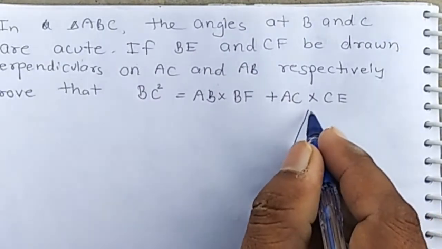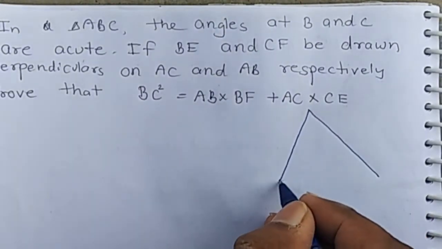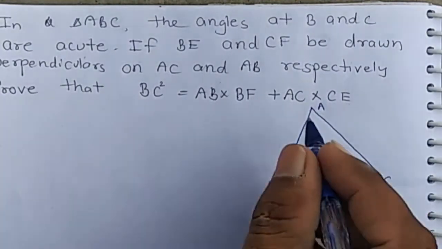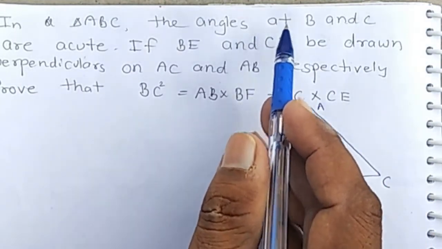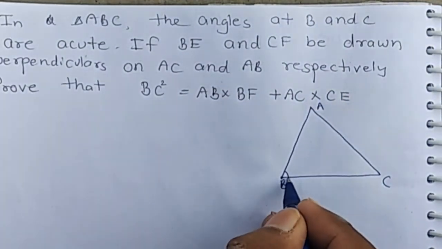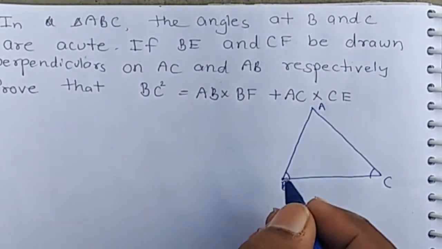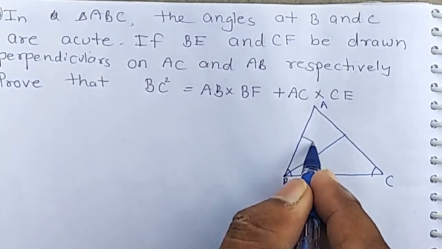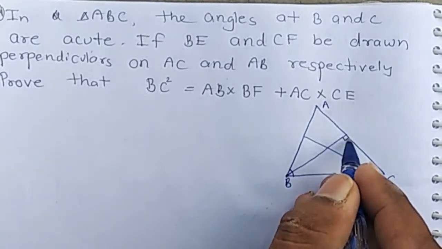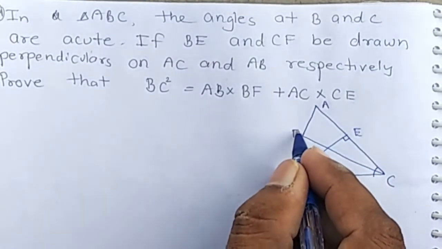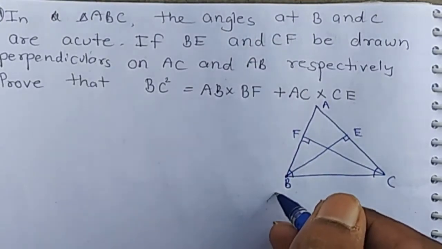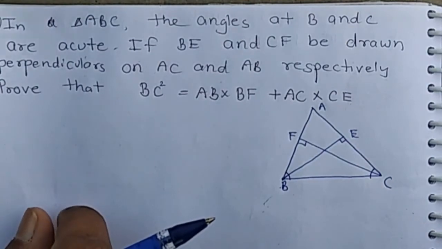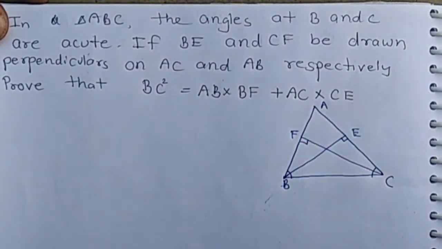Again, ABC is given triangle and the angles B and C are acute. These are acute angle. If BE and CF are perpendicular from B and C to AC and AB, then we have to prove this relation.